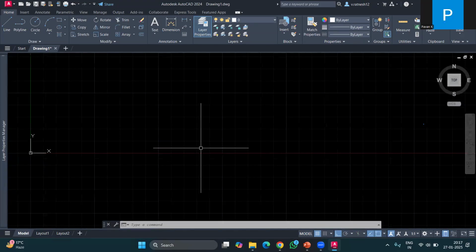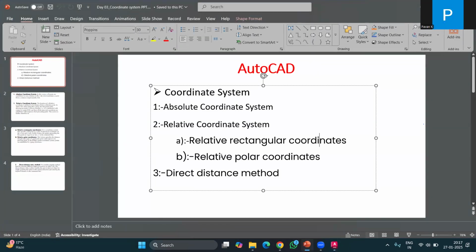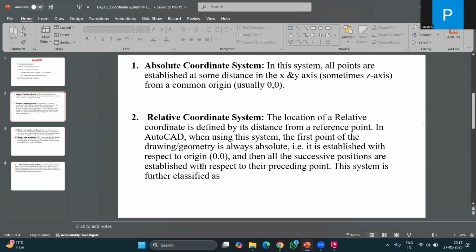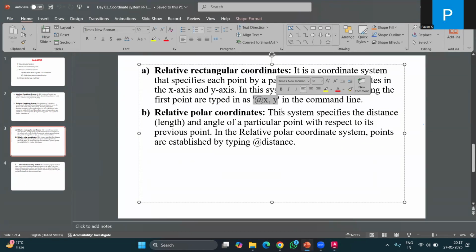If you want to create a line, give the command L. Now we are going to provide a value. Relative rectangular means you have to provide the value by adding at the rate sign, then x and y. This is the main thing that differentiates it from the other coordinate system. Use at the rate, then the value for x and then y. It will directly move your cursor to that point in the coordinate system.